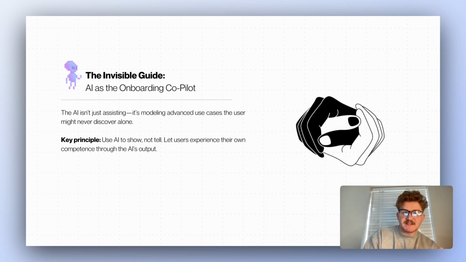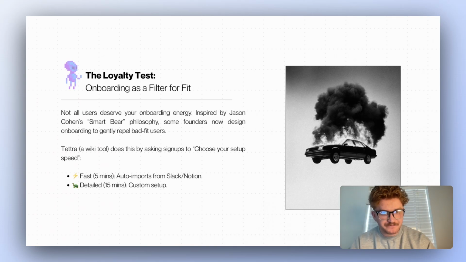And the key principle is that you use AI to show, not tell. Let users experience their own discovery through the AI's output. Don't just demand that they do this task and that task. Like we talked about earlier, the peekaboo moment and the aha principle, it's about users discovering their own way as opposed to just being pushed down a stupid modeled route.